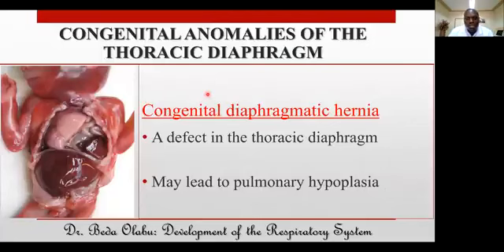I'll talk about congenital malformations of the thoracic diaphragm as well. The one you're seeing here is where there's a defect in the thoracic diaphragm, and so the abdominal organs have gone to the thorax. This would be a cause of pulmonary hypoplasia. We call this congenital diaphragmatic hernia, where there's a defect in the diaphragm and so abdominal organs have reached the thorax. This was actually a postmortem, the baby died.